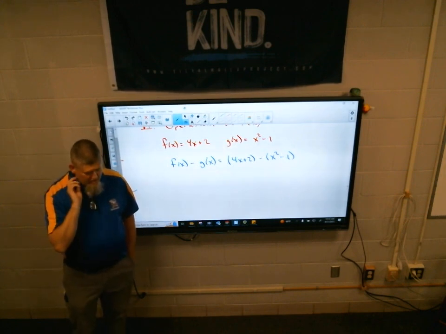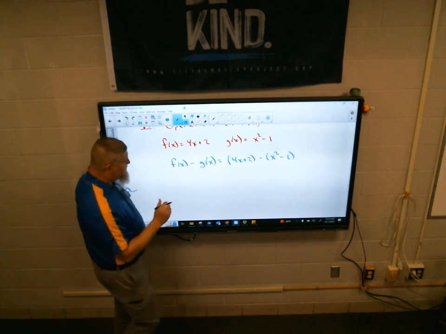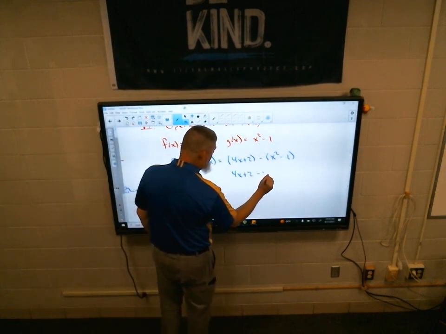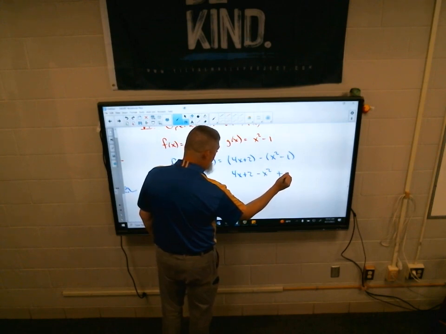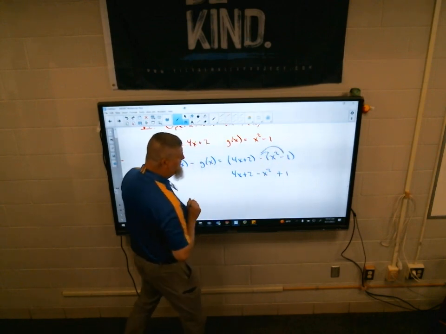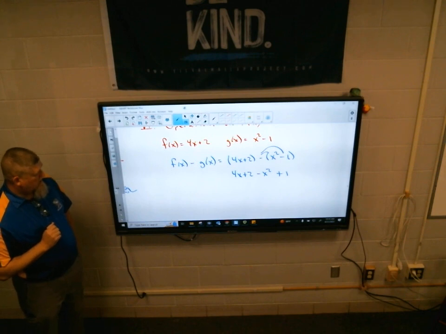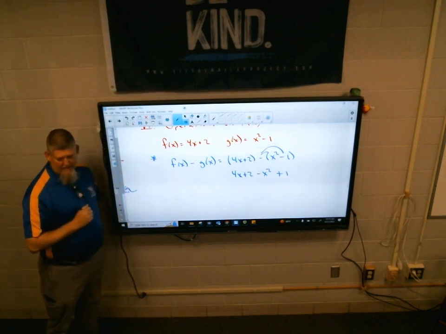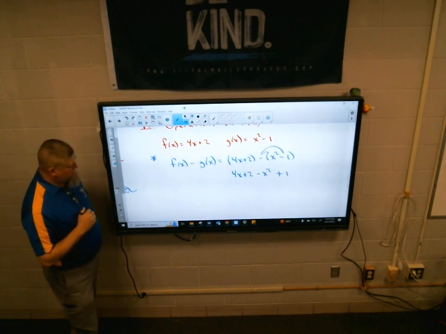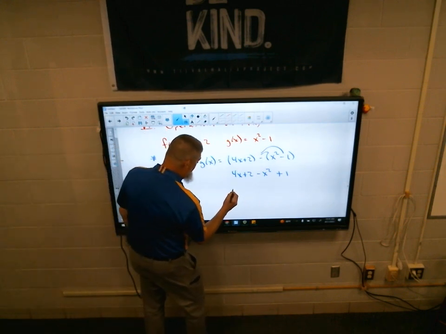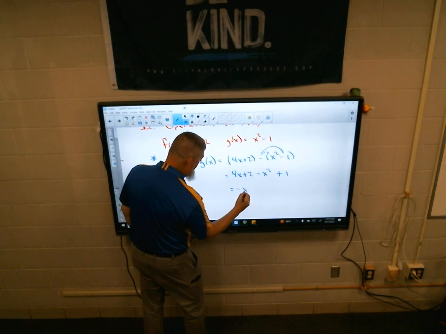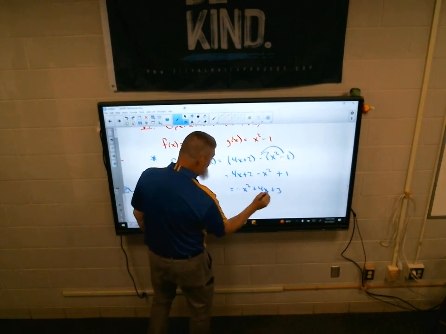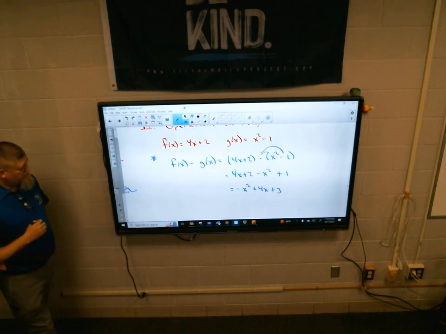I heard the word. Distribute it. Okay? So what I'm really doing is 4x plus 2 minus x squared plus 1, because you have to distribute it to both. So be very careful when it comes to subtracting polynomials. And then, of course, you would simply have negative x squared plus 4x plus 2. Combine like terms.